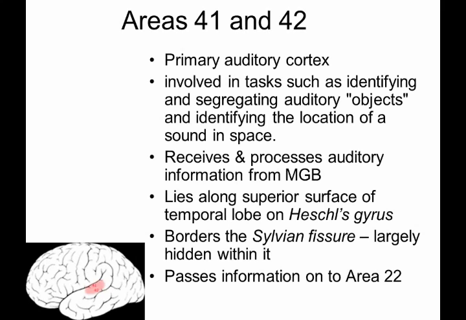It receives auditory information. It lies along the superior surface of the Heschl's gyrus, so that's here. Heschl's gyrus is that one. It borders the Sylvian fissure and is largely hidden within it. That's what makes it difficult to see in fMRI experiments, because it projects mostly to the back of the brain and not to the front where we would see it more easily. It passes information onto area 22.